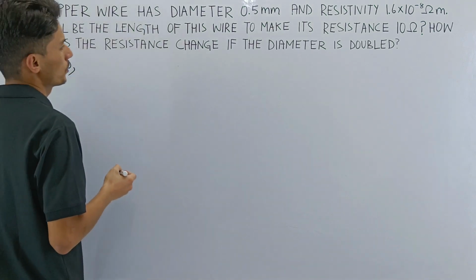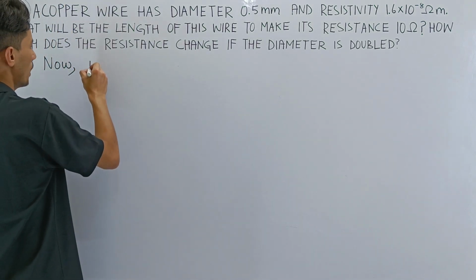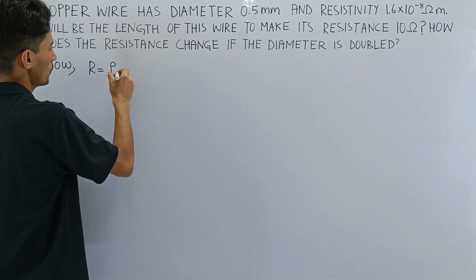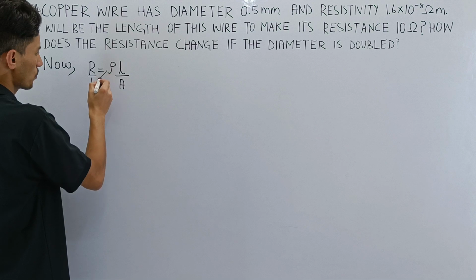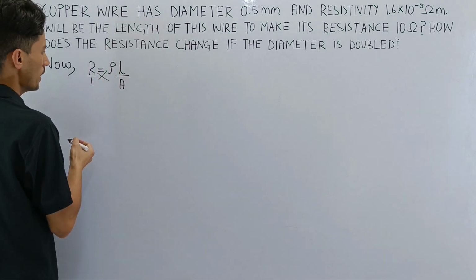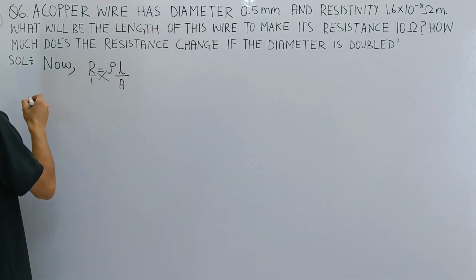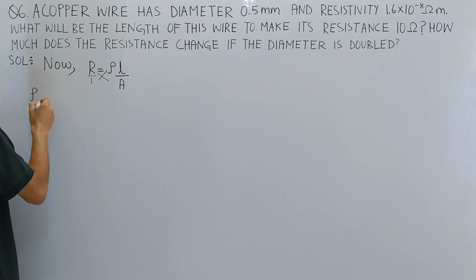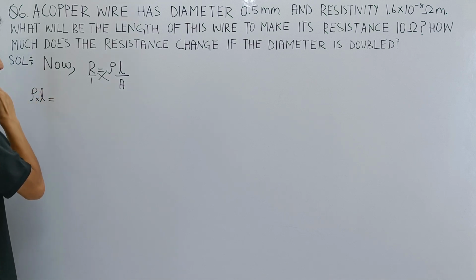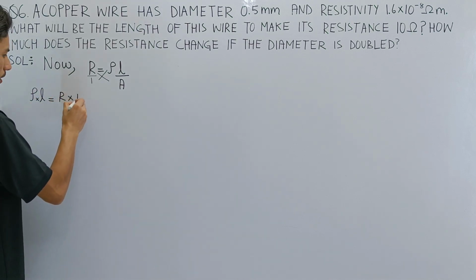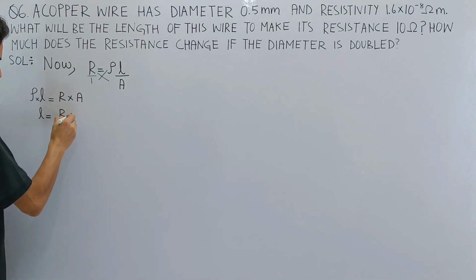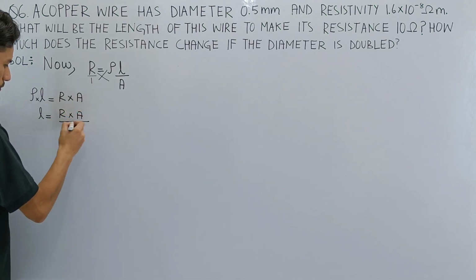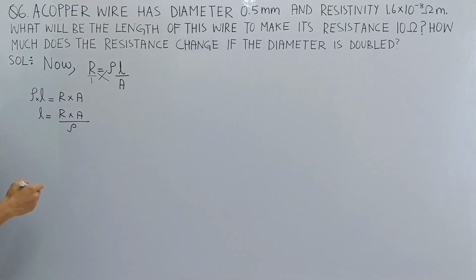Now we'll use the formula of resistivity, which is R is equal to rho L by A. Put 1 here, do cross multiplication and get the formula for L. So rho L is here and then R into A. We need the formula for L. So R into A will remain there and rho goes below. Now let's substitute the values.